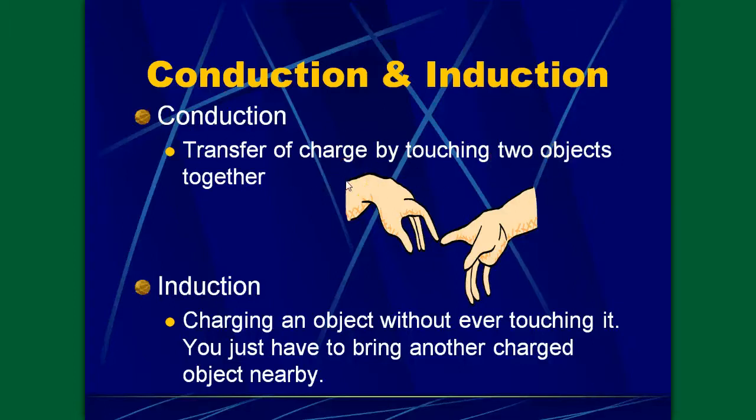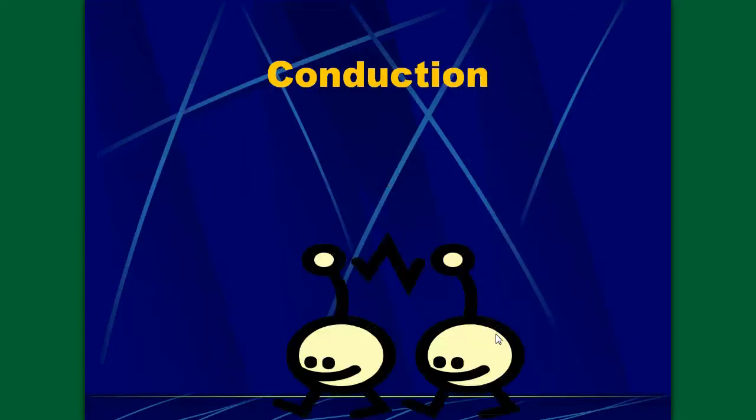That's simple to understand, and it's easy to remember because conduction with heat transfer was also the transfer of heat by touching two objects together. So that's the same concept. Induction is a new one, and it's charging an object without ever touching it. All you have to do is bring another charged object nearby. All right, let me explain this.